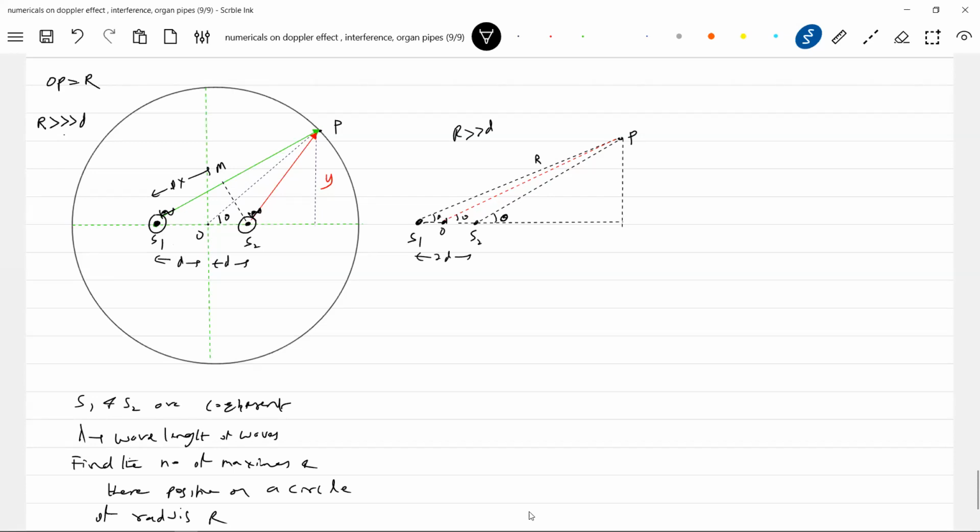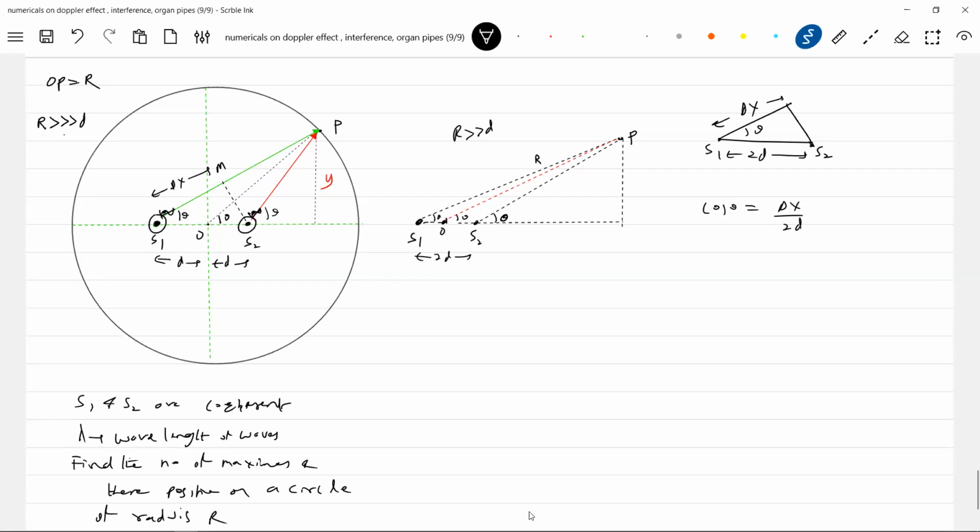Because of that, I can take this also theta, this also theta. So we have a triangle. Look at the triangle. This is 2d, and this delta x is the path difference between the waves. Compared to wave 2, this much additional path wave 1 will cover. Therefore cos theta should be equal to delta x by 2d.